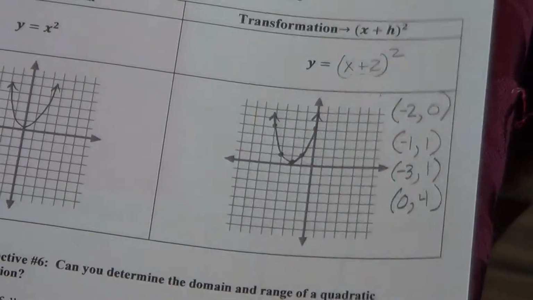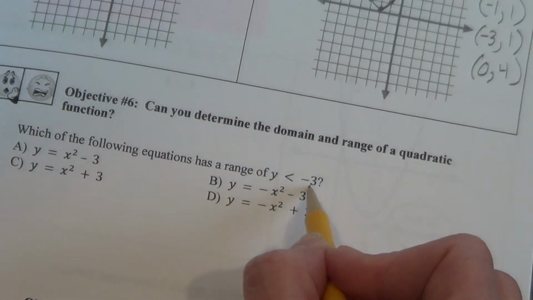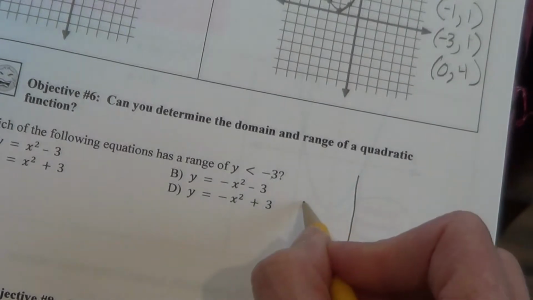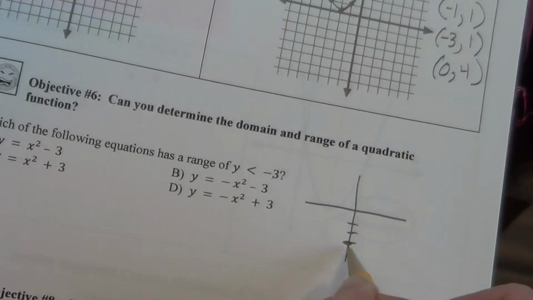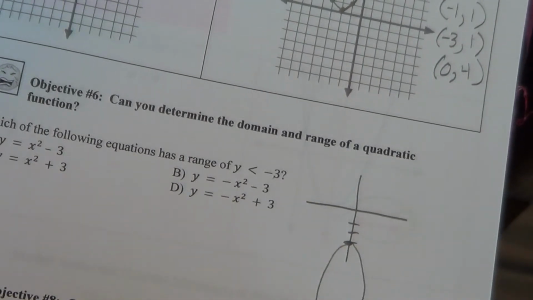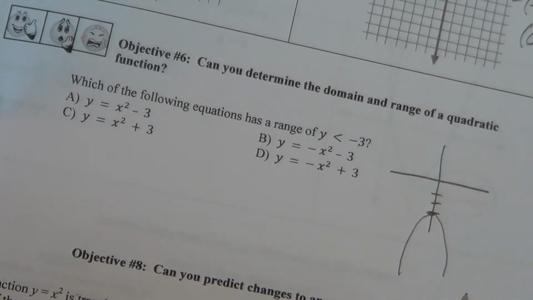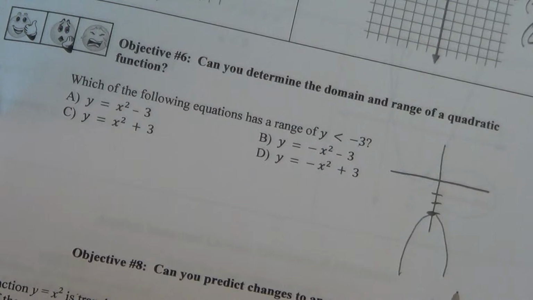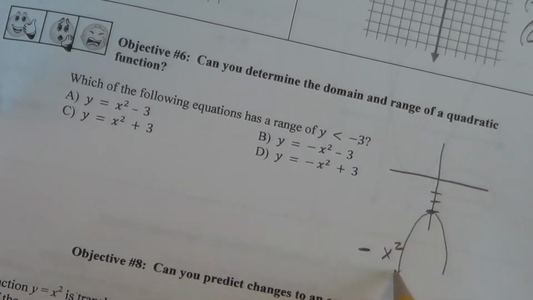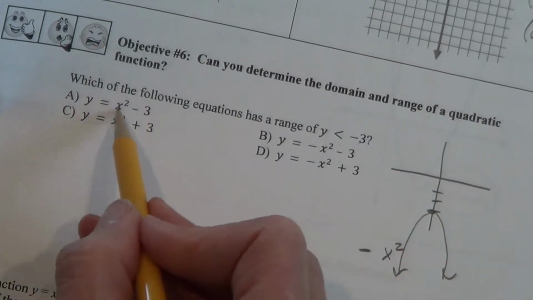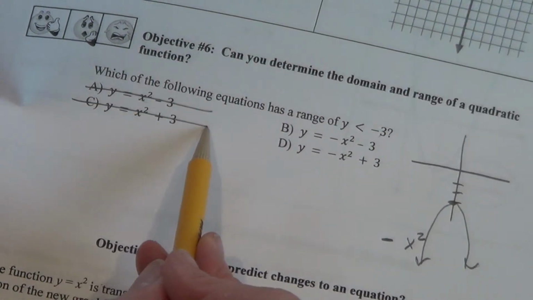So now it says, which of the following equations has a range less than -3? Well, that means that the graph is down here at -3, and it's coming down this way, isn't it? Because it says it has to be less than -3. So let's eliminate things. First off, we know that it's got a negative out in front of that x squared for it to be going down. This does not have a negative out front, eliminate it. This does not have a negative out front, eliminate it.